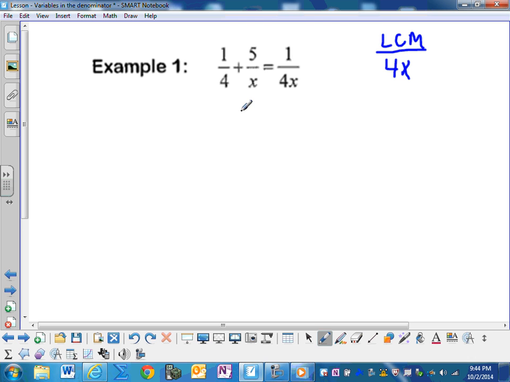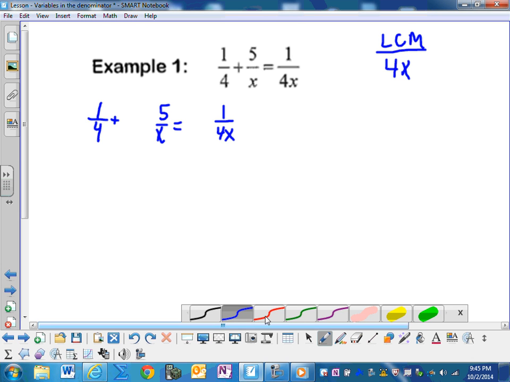I'm first going to rewrite the equation. I'm going to leave a space and write 1/4 plus, leave another space and write 5 divided by x equals, and leave another space, 1 divided by 4x. Now I'm going to multiply each term by the least common multiple of 4x.